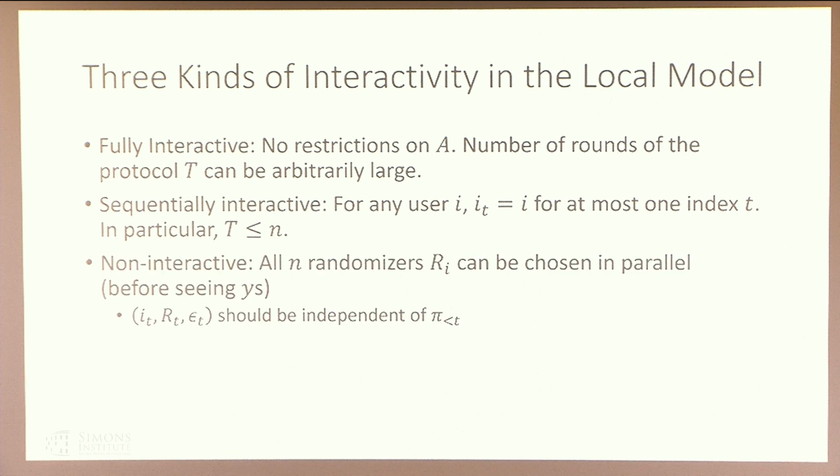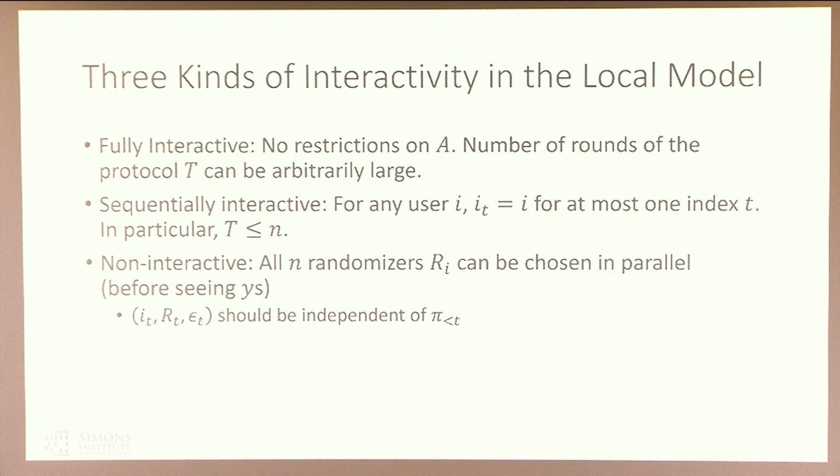And a non-interactive mechanism is a special case of a sequentially interactive one. Everyone sends at most one message. But now the local randomizers can all be chosen in parallel. Okay, the choice of personalized local randomizer doesn't depend on the outcome of the other users.